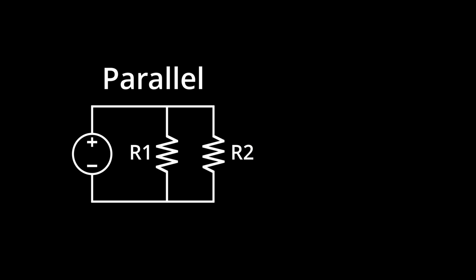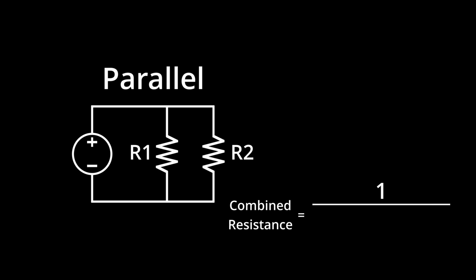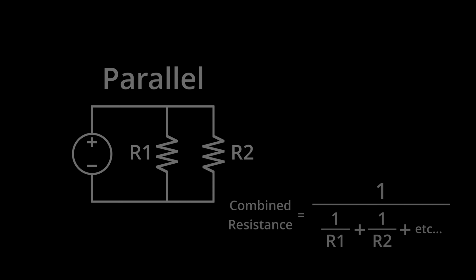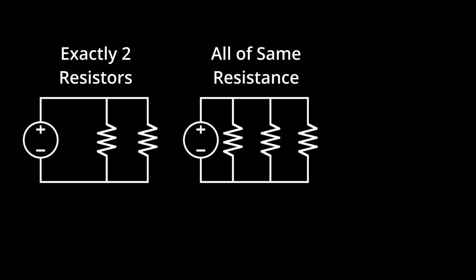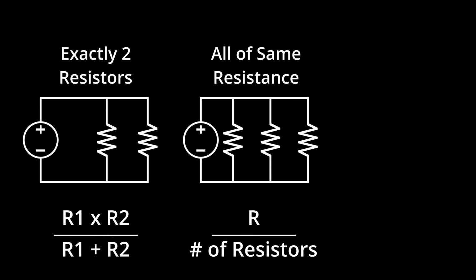When two or more resistors are in parallel, their combined resistance is equal to the inverse of the sum of all of their inverses. And there are two cases where a simpler formula can be used. When you have exactly two resistors in parallel, or when all of the resistors have the same value. When you have just two resistors, their resistance is equal to their product divided by their sum. And when you have two or more resistors that all have the same value, their resistance is equal to their value divided by how many of them there are.